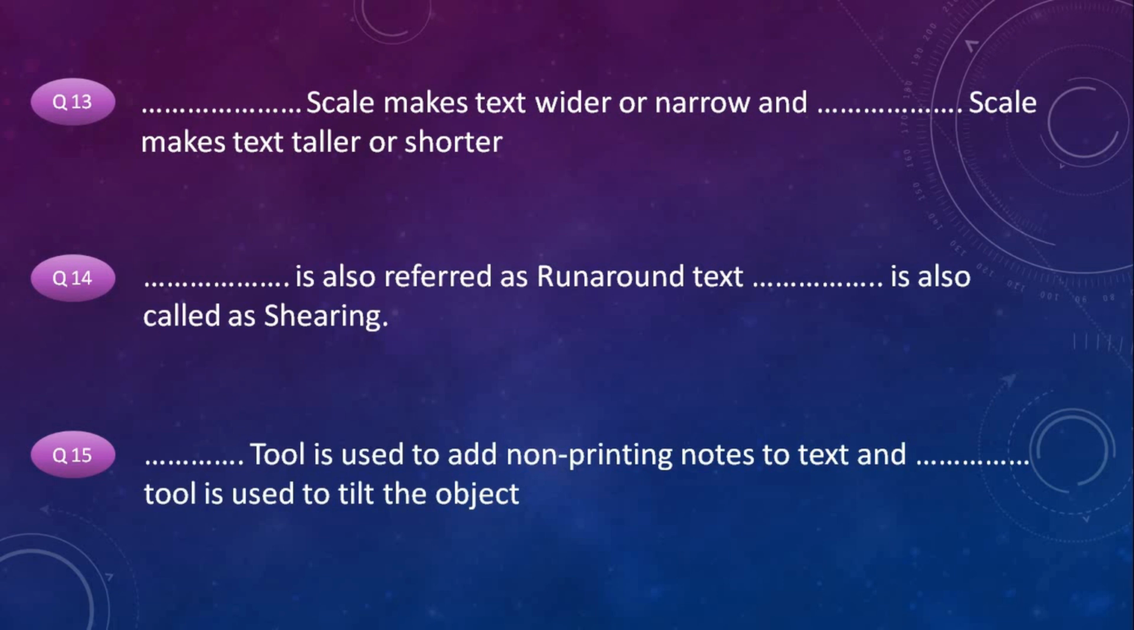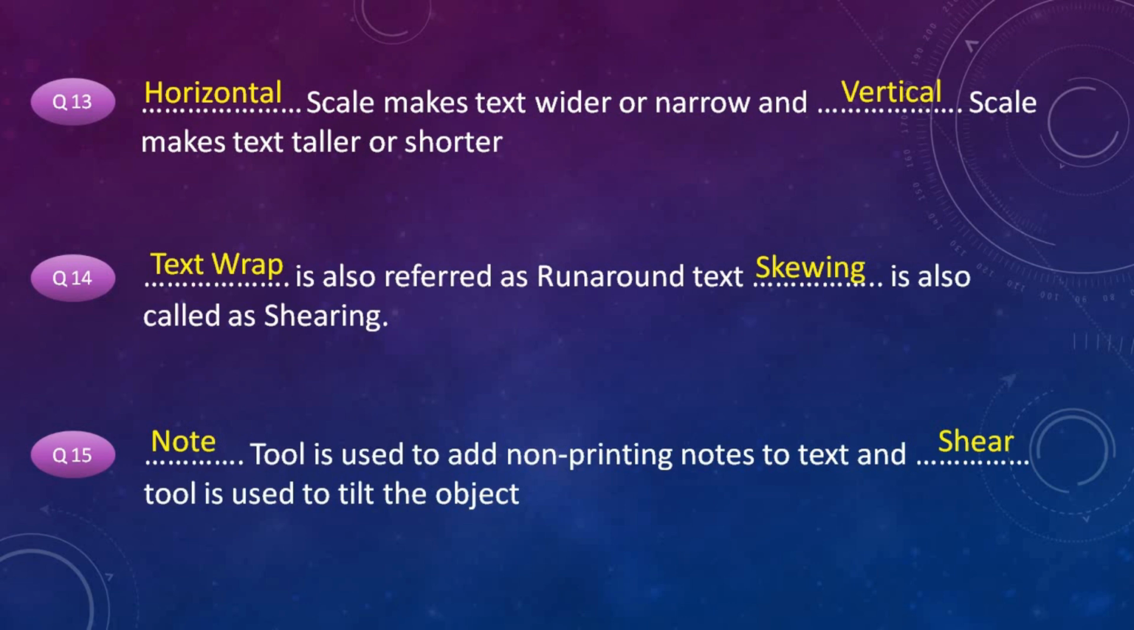The answer for these questions: horizontal scale makes text wider or narrower, and vertical scale makes text taller or shorter. Text wrap is also referred to as runaround text, and skewing is also called shearing. Note tool is used to add non-printing notes to text, and shear tool is used to tilt the object.